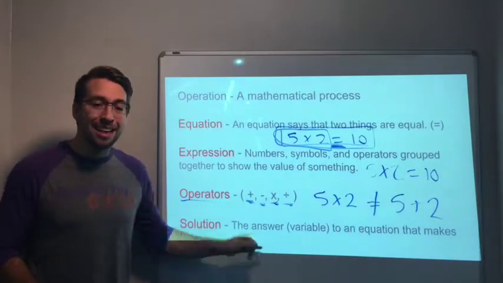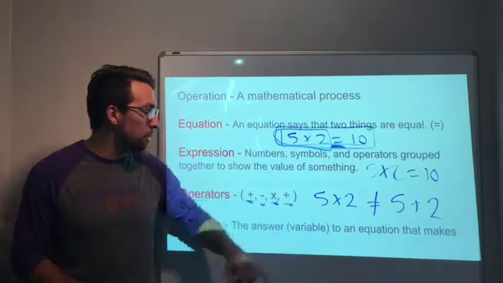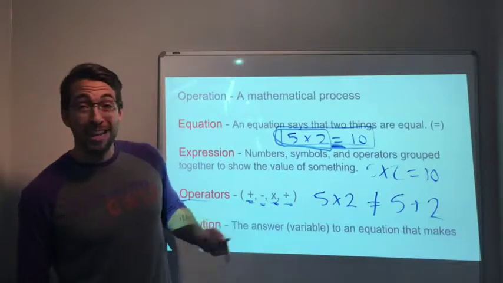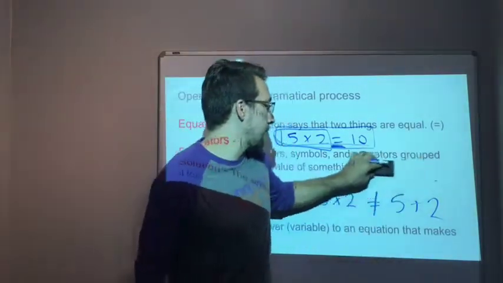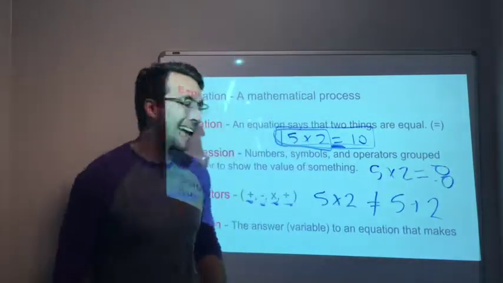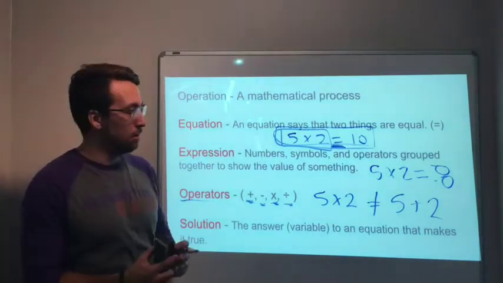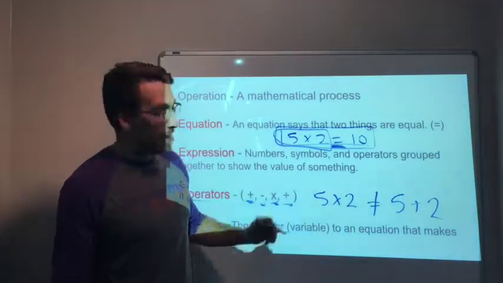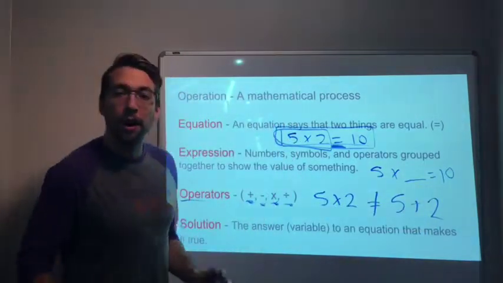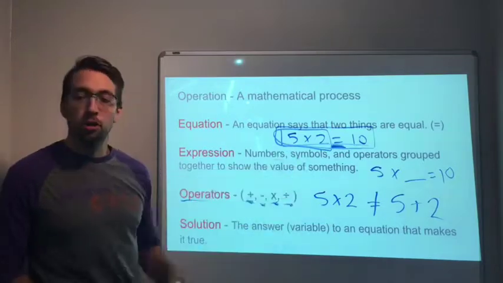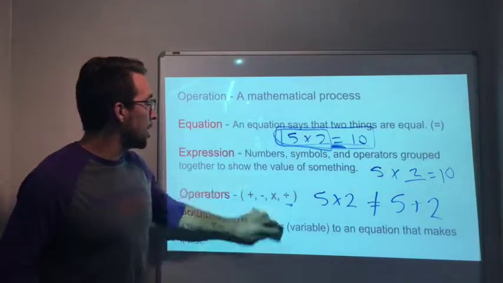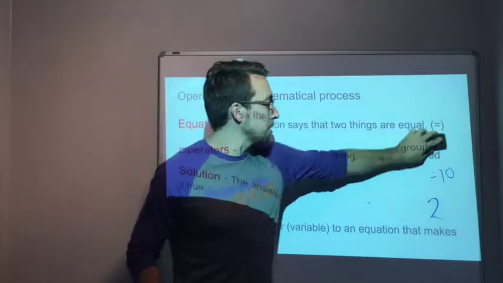And then a solution. Solution, that's the answer: a value of the variable in an equation that makes it true. 5 times 2 equals 10. We don't want to say that 5 times 2 equals 8. That is not the solution, that is not the answer. Or we could say 5 times blank equals 10. What is our solution? Our solution is 2. 5 times 2.